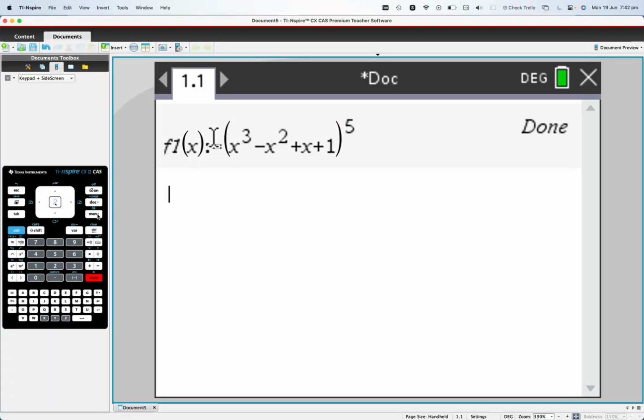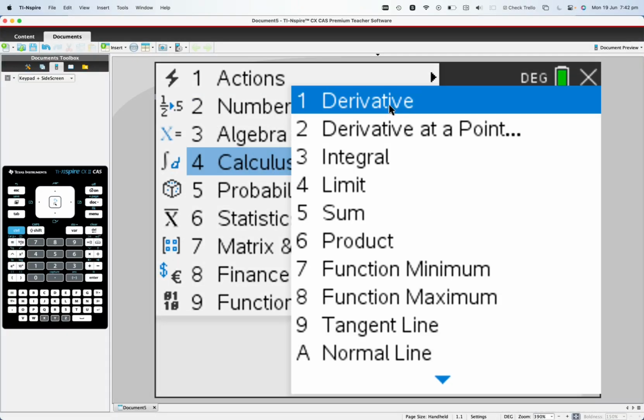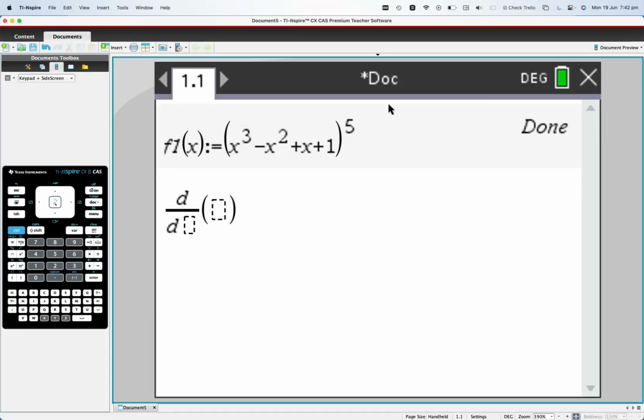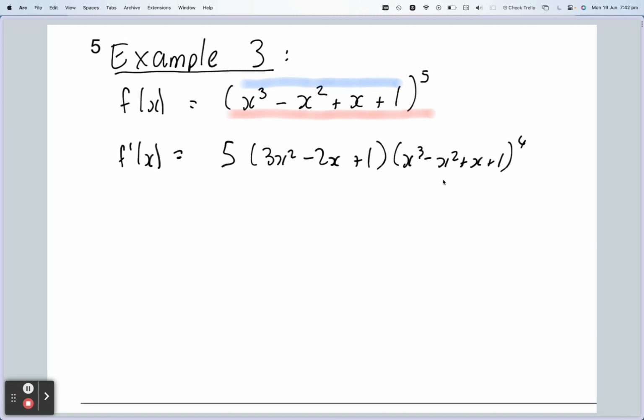And now I'm going to work out the derivative. It's really straightforward. Menu, 4, and derivative. And then it's always with respect to whatever the variable is that you've got here. So almost always it's x, but it could be t, if that's the way it was defined. And then you're going to go f1 of x, like so. And there's our answer: 5 times 3x squared minus 2x plus 1 times x cubed minus x squared plus x plus 1 to the power of 4. And that is what our answer was.